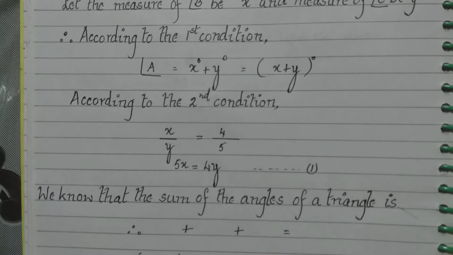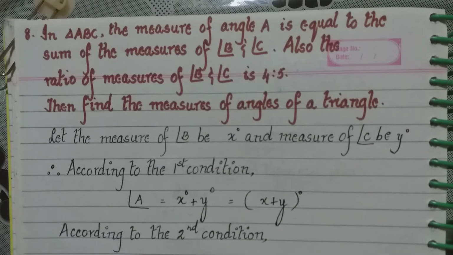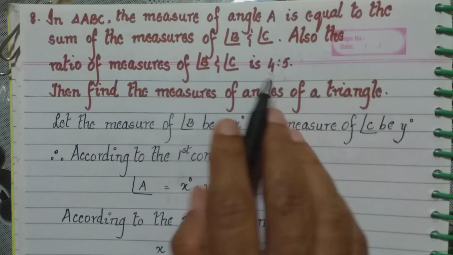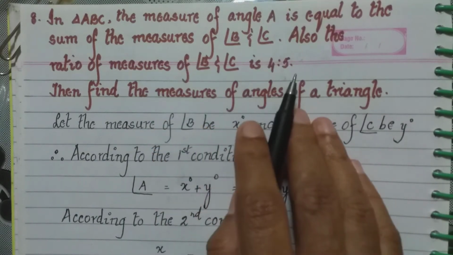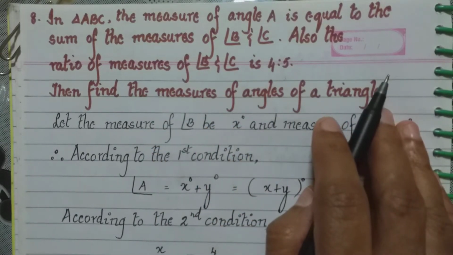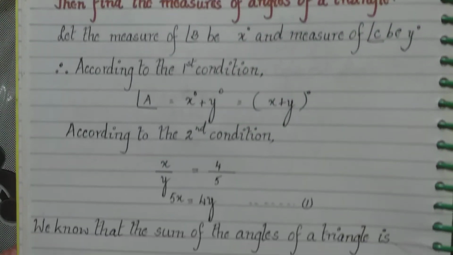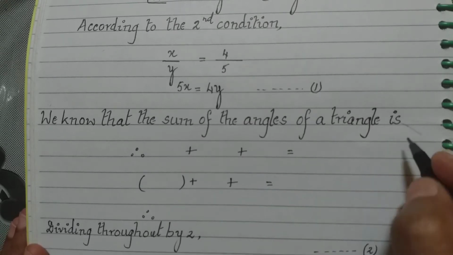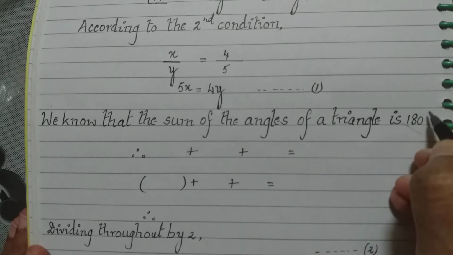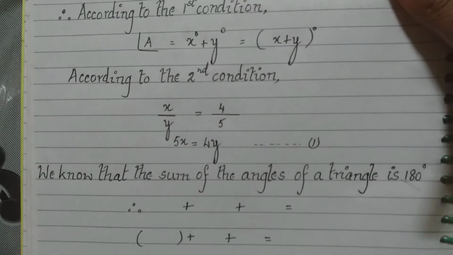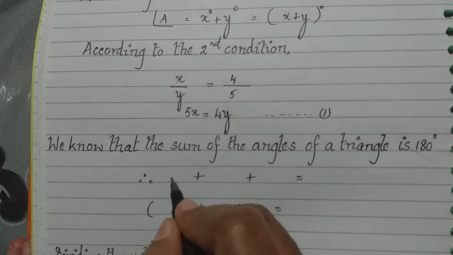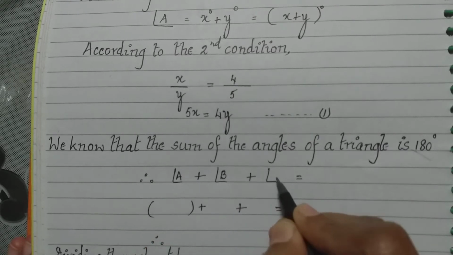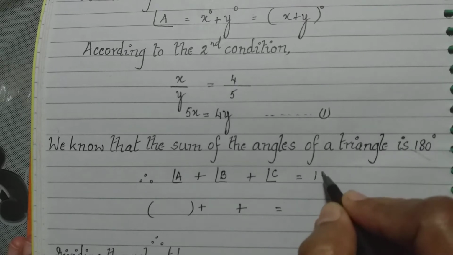I have to get one more equation. Now how do I get that equation? We are talking about the measures of the angles of a triangle, and we know that the sum of the measures of the angles of a triangle is 180 degrees. So we use that property. Here we will add all the three angles, angle A plus angle B plus angle C, and say that it is 180 degrees.